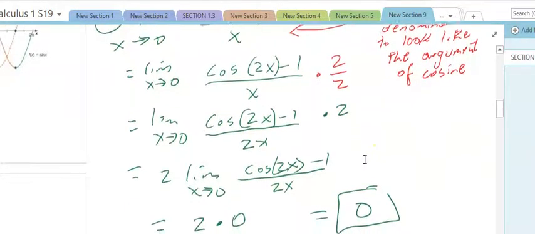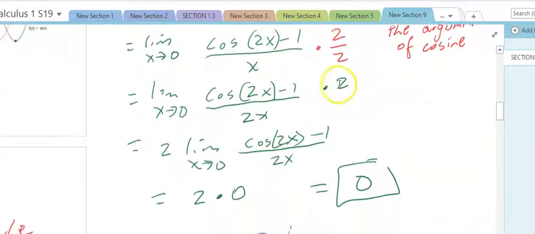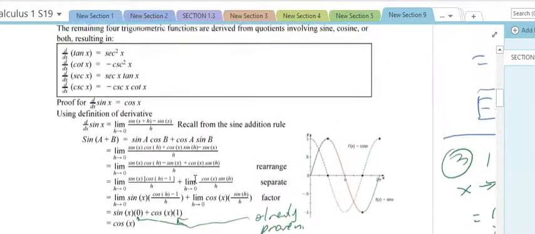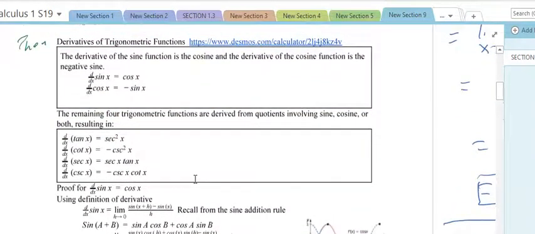And then we know about the scalar multiple rule again. We can pull the 2 in front of the limit by the scalar multiple rule. So that would be 2 times the limit as x approaches 0 of cosine of 2x minus 1 over 2x. But the limit of cosine of 2x minus 1 over 2x is going to be 0, based on the rule that we found earlier on. So this total equals 0.